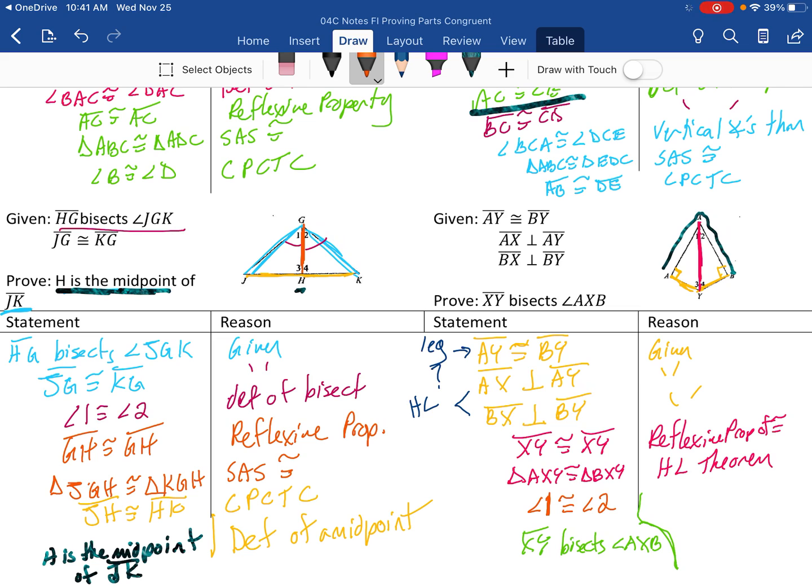So, do I know that angle 1 is congruent to angle 2? Well, yeah, since I know that these triangles are congruent, the parts have to be congruent. So I know angle 1 is congruent to angle 2 because corresponding parts of congruent triangles are congruent. And so now I know that those two parts are congruent. So XY has to be the bisector of AXB. And why is that? Because that's going to be the definition of bisect. I've shown that the two parts are congruent, so it has to be a bisector. And so that's my notes. I know they're a little long on the more complicated ones.